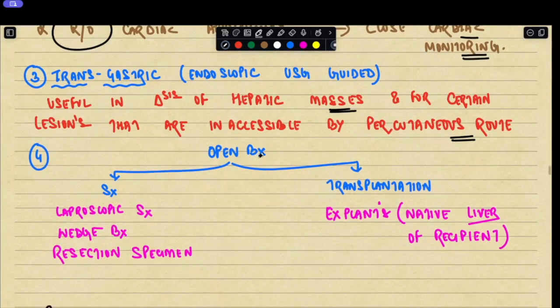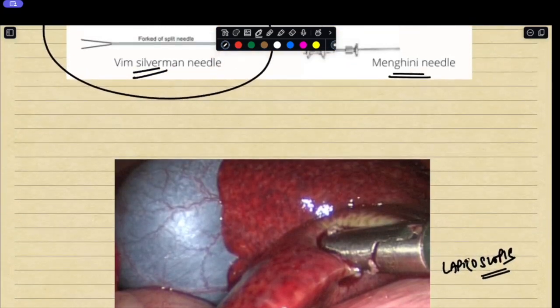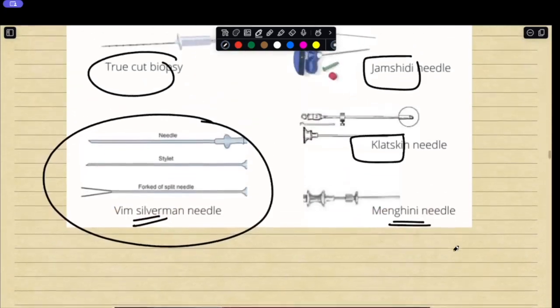Then the fourth important type of taking biopsy is when you open. Okay, you can take an open biopsy. Either you can do an open surgery completely, you can take a wedge biopsy or resection specimen, or you can do a laparoscopic procedure. So surgically this is possible, or during transplantation you can also take the biopsy during transplant, okay, as in conditions of explants of native liver of the recipient. So these are the four important ways, and this is a laparoscopic biopsy that we are taking over here. Okay, the laparoscopic biopsy. Okay.